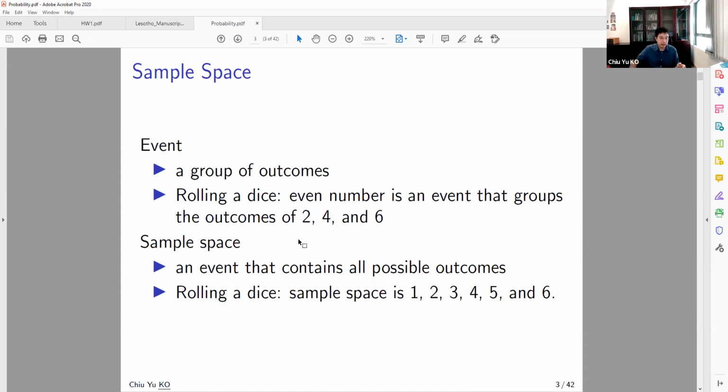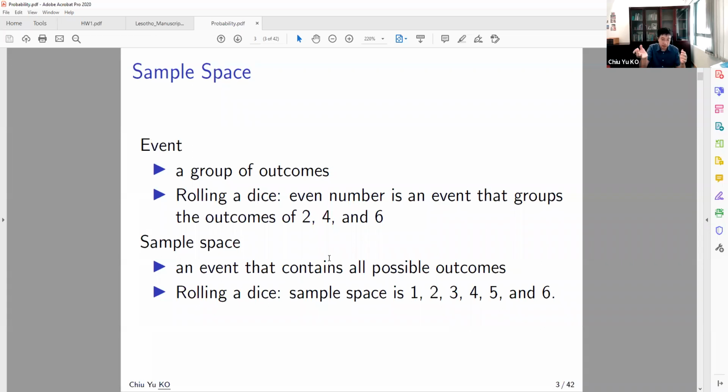Next is the sample space. Sample space contains all possible outcomes coming from a random experiment. In the classical case, you know every possible outcome. Say rolling a die is 1, 2, 3, 4, 5, 6. You list all of them. Or a penalty kick, either you get in or not get in. So there are two possible outcomes.